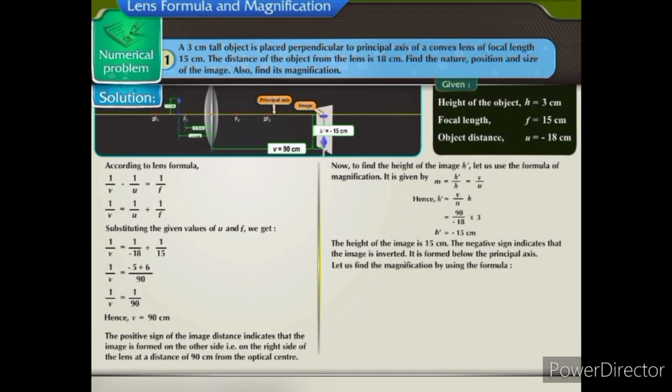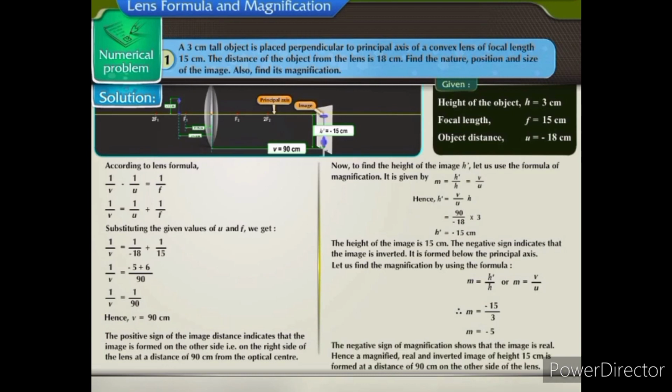Let us find the magnification m using m is equal to h dash divided by h, or m is equal to v divided by u. Therefore, m is equal to minus 15 divided by 3. Therefore, m is equal to minus 5. The negative sign of magnification shows that the image is real. Hence, a magnified, real and inverted image of the height 15 centimeter is formed at a distance of 90 centimeter on the other side of the lens.